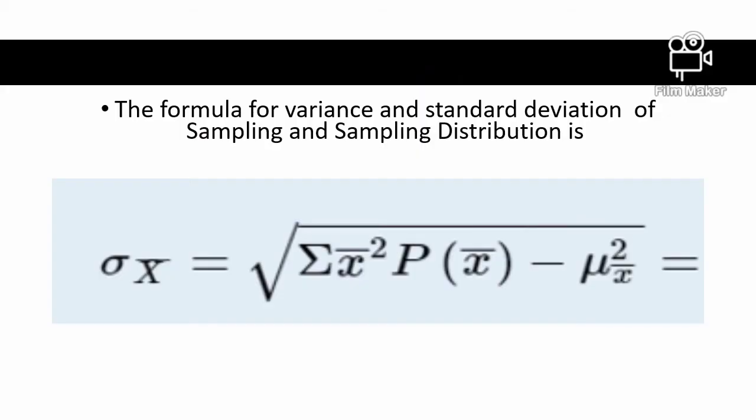So the formula for variance and standard deviation of the sampling distribution is: standard deviation equals the square root of the summation of x squared times probability of x minus the mean squared.